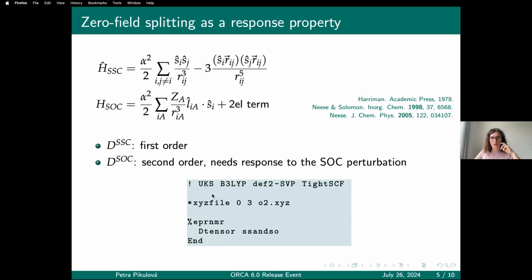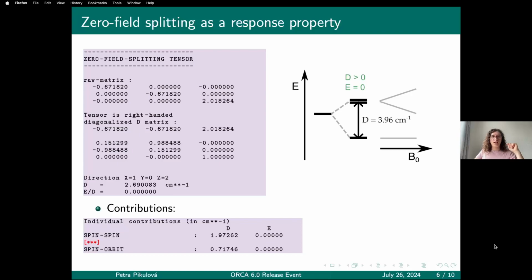This is a kind of simple example, and for the oxygen molecule here, after a DFT calculation, I'm saying in the EPR NMR input block that I want the zero field splitting, and I want both the spin-spin and the spin orbit contributions to that. So the output would look something like this. It will give the zero field splitting tensor, the matrix, eigenvalues, eigenvectors, these D and E over D parameters that you might be interested in comparing with experiment.